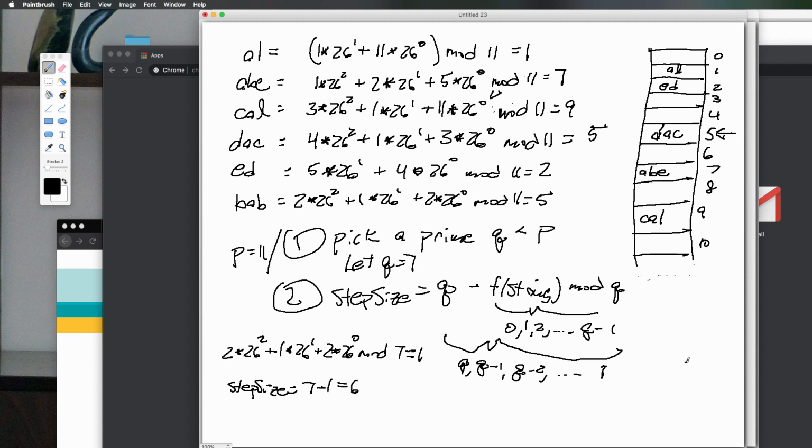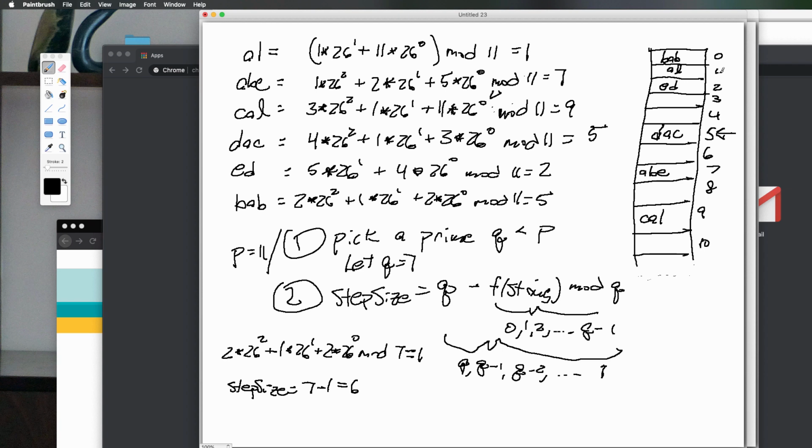So what does that say to me? Well, I want to put Bab in, but Bab's spot is occupied by Dak, so I'm now going to add 6. So I'm going to go plus 1, plus 2, plus 3, plus 4, plus 5. I'm going to wrap it around, and here I am at plus 6, and this spot is available. So I would come over here and I would put Bab in here. And there I am. I'm done.